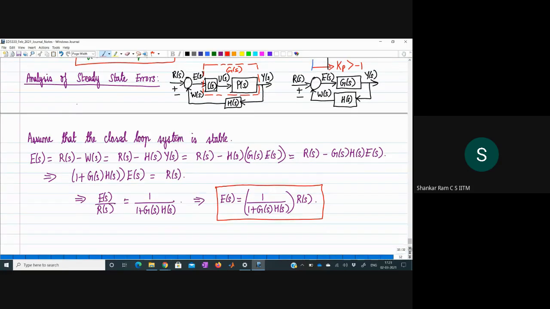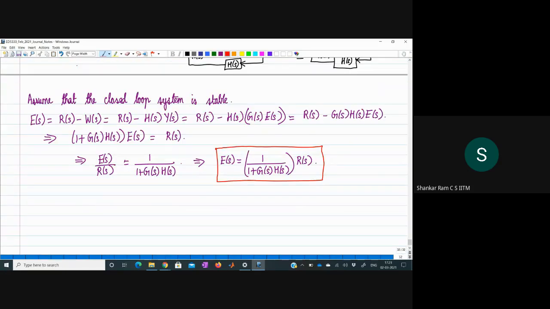I hope this is clear. This is how we get the error transfer function. Not the error transfer function, rather the Laplace of the error, in terms of the reference input Laplace.